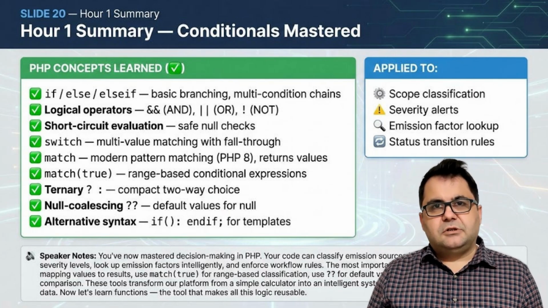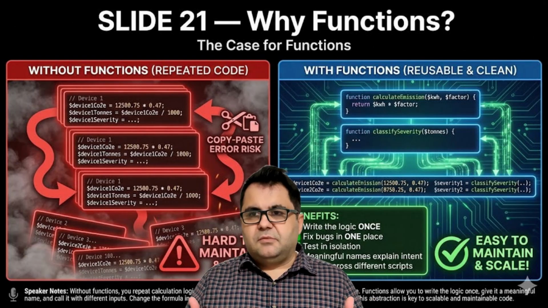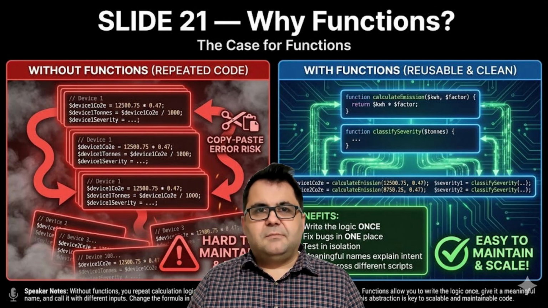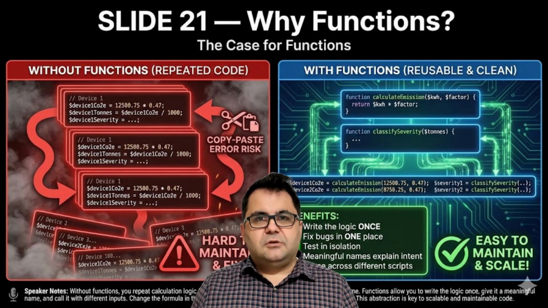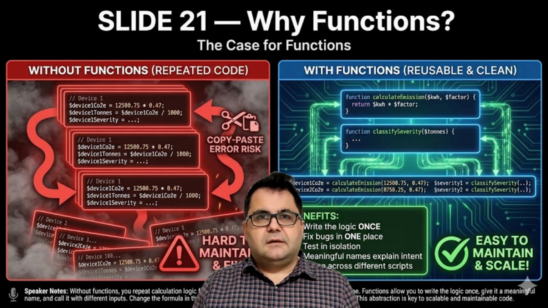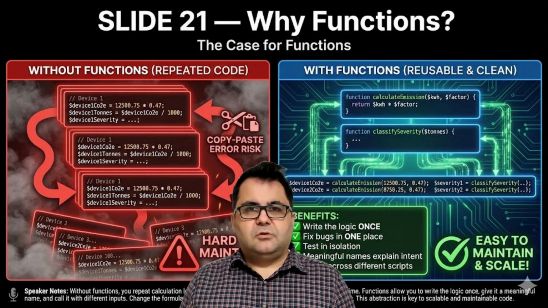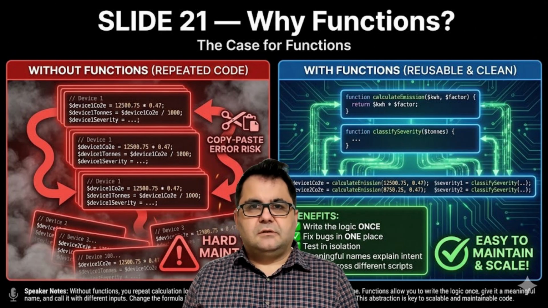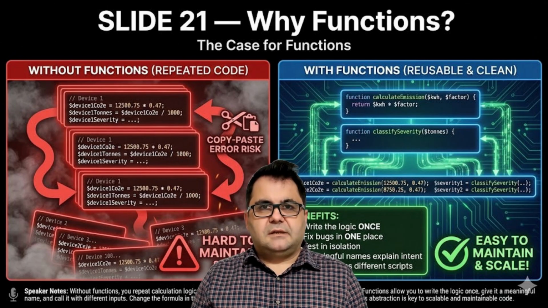Now let's learn functions, the tool that makes all this logic reusable. Look at the difference. Without functions, you repeat the same calculation for every device. If you need to change the formula, say you add a new greenhouse gas adjustment, you change it in 100 places. Miss one? Bug. With functions, you write the logic once and call it with different inputs. Change the formula in the function, and every caller gets the update automatically.